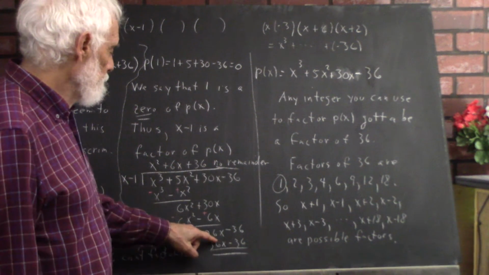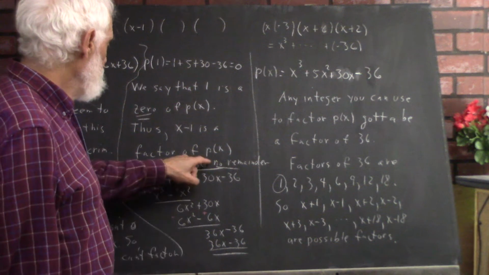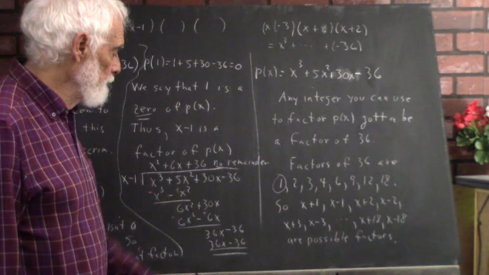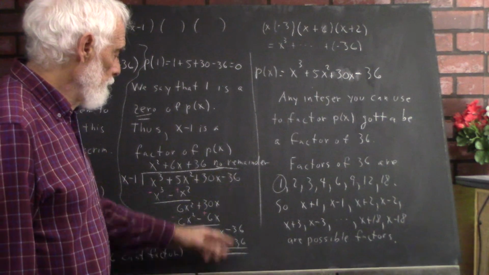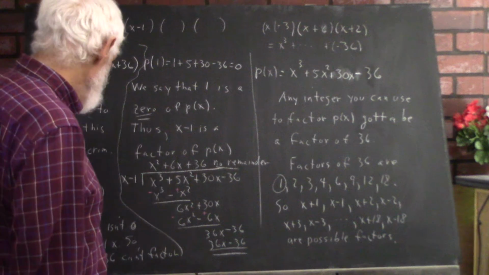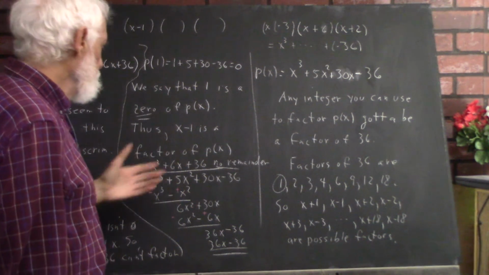Bring down the negative 36. Divide x into the 36x, we get 36. Multiply 36 by x minus 1, we get 36x minus 36, which is identical to this. So when you subtract, you're done, and you have no remainder. Well, there's our long division.